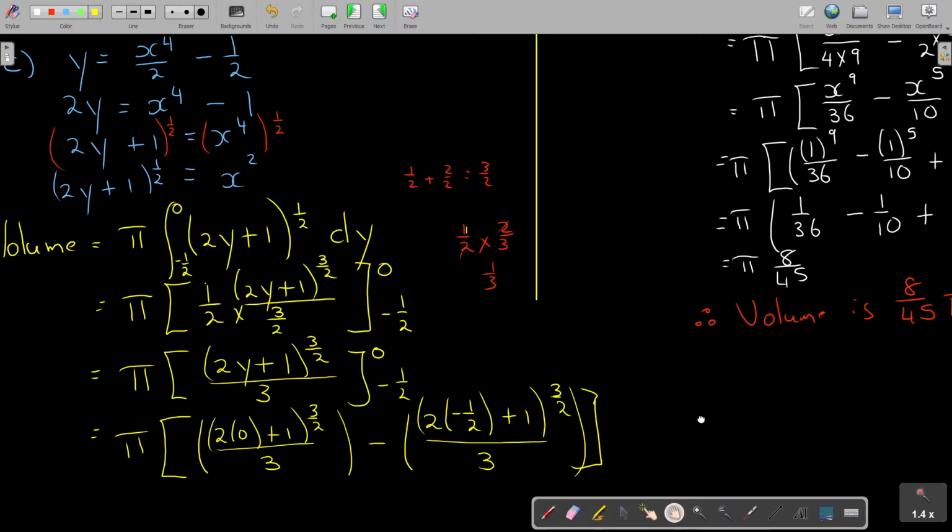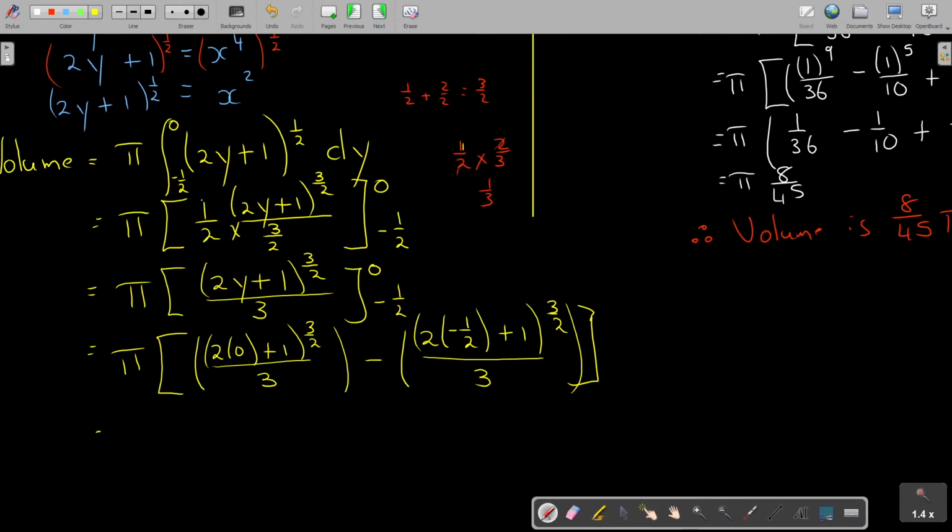Okay, let's do that. So I'm getting pi. Okay, now this is 0, but there's 1. And 1 to the power of 3 over 2 is just 1, so it's just going to be a third. Now the problem here, what happens? It's negative 1 plus 1, so it's 0, 0. So that is all going to become 0. And what is my answer? 1 over 3 pi. And that will be units cubed. And that's how I do that. It's a very nice question. It's testing so many things.